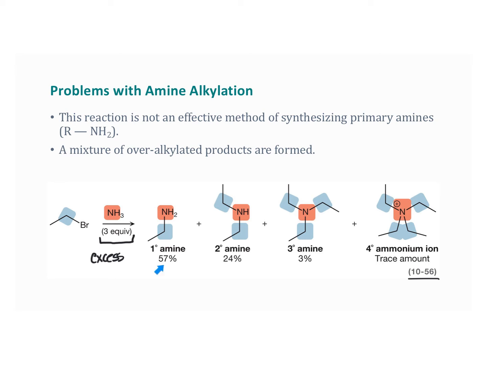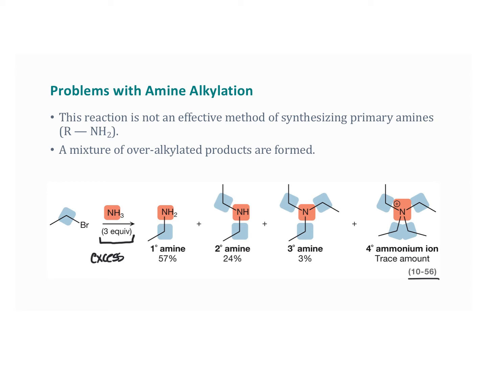So you do this and you get 57% of this primary amine, right? But we're still seeing some pretty substantial amounts of undesired product in the mixture: the secondary amine, the tertiary amine, and then trace amounts of that quaternary amine. And so alkylation isn't usually a very effective way to synthesize amines, especially primary amines from alkyl halides.